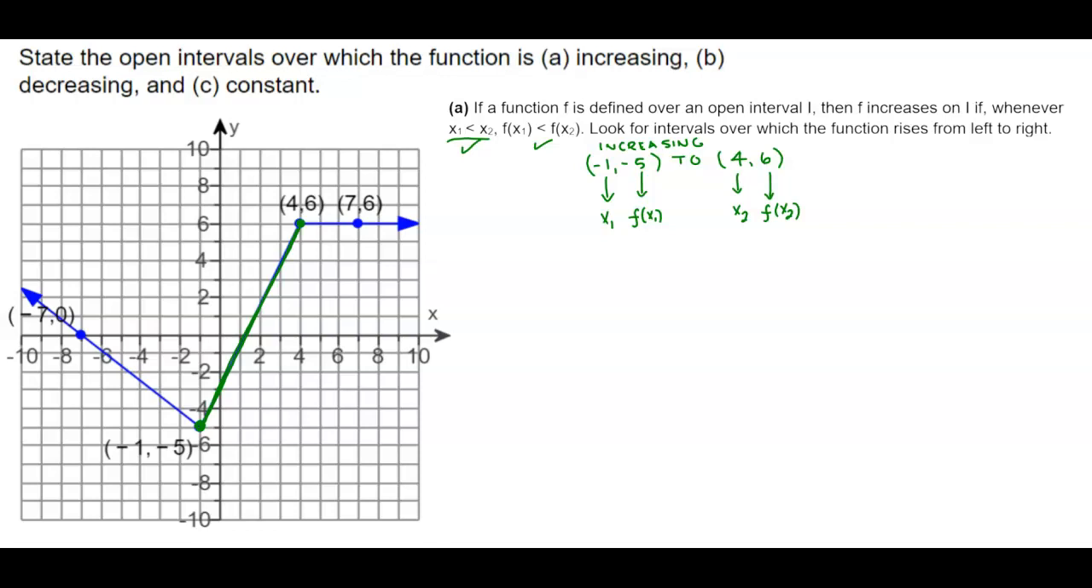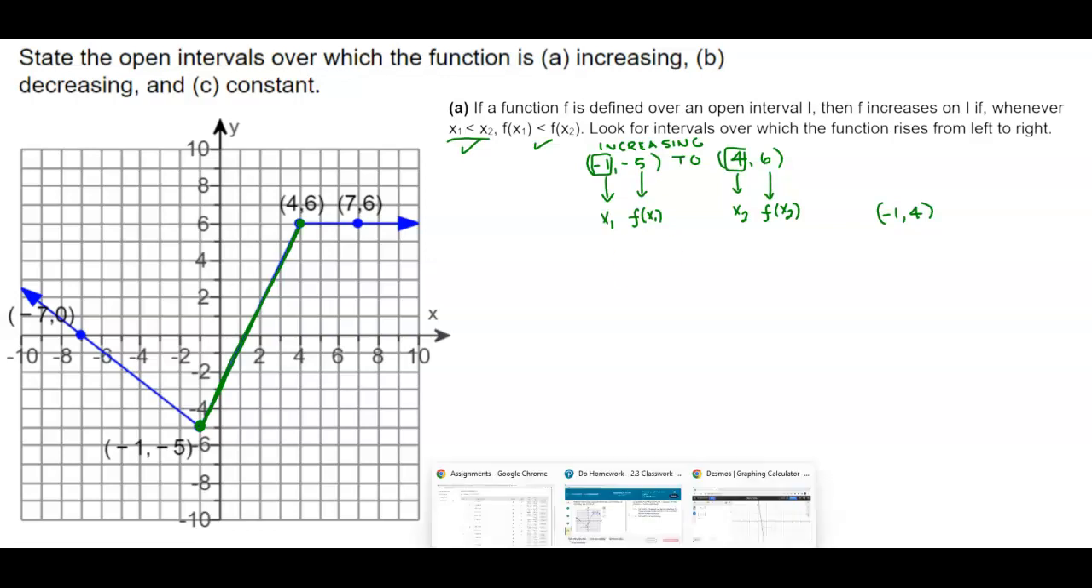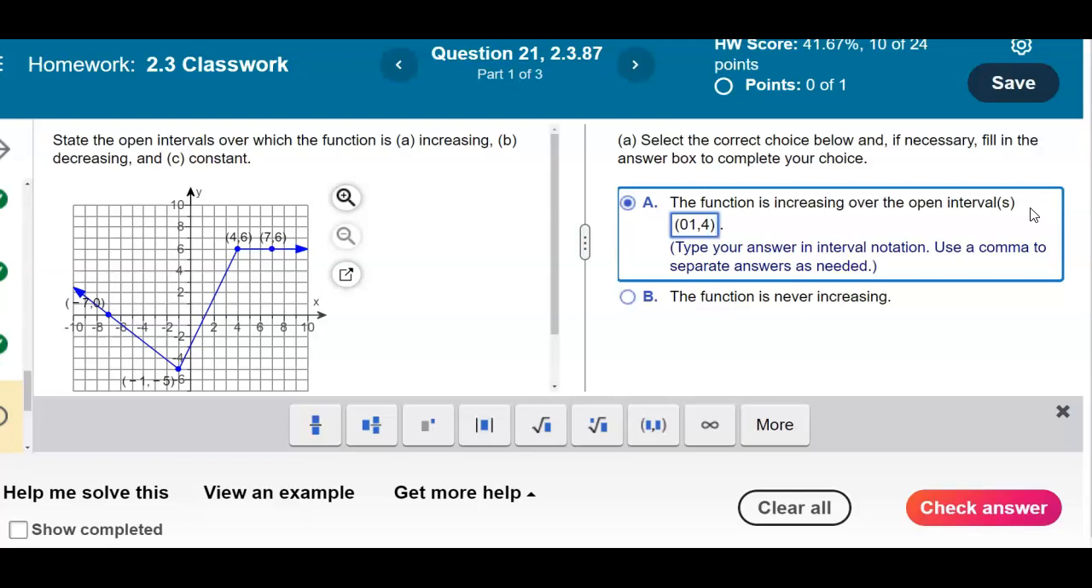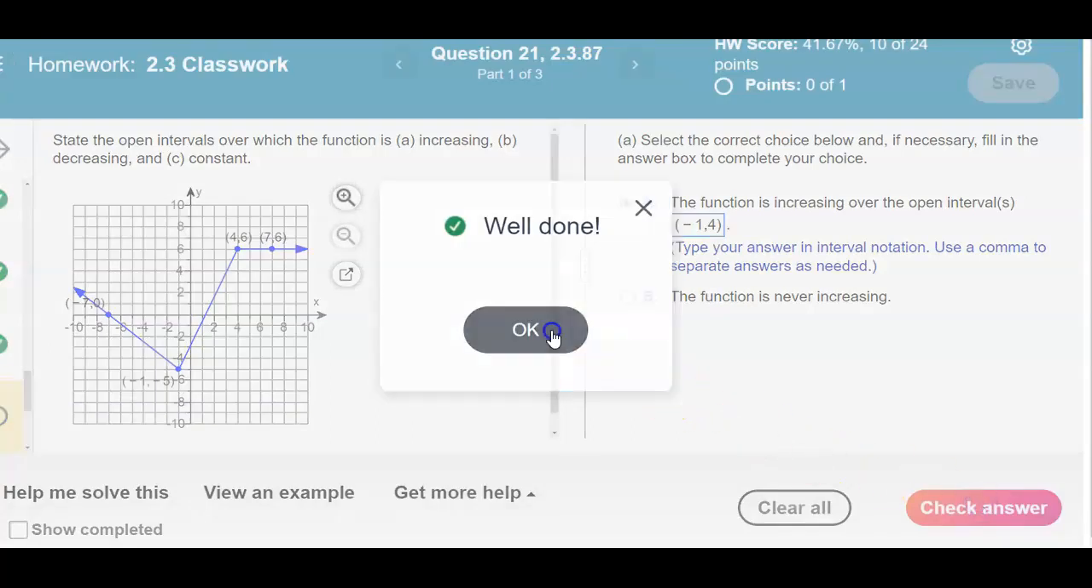Now the way we need to answer this question is: on what interval is it increasing? Meaning at what values is it increasing? It's increasing in the x values. And what are those x values? It's going from -1 to 4. So the answer is that it's increasing from -1 to 4. Let's go ahead and put our answer in there. The function is increasing, and it's increasing from parentheses -1 to 4 parentheses. Make sure to put that negative symbol in there. Let's check our answer, and there is our result.